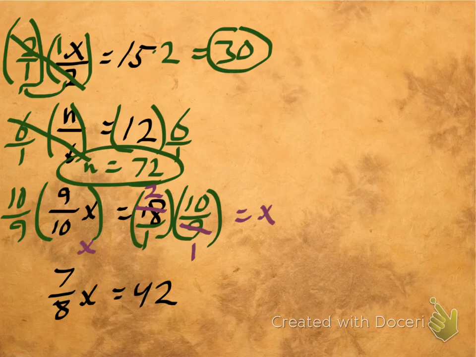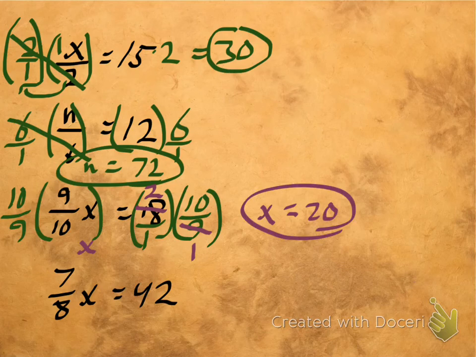Let's erase that. Let's get x equals 2 times 10, which is 20. Let's check that real quick. Does 9/10 of 20 work? Well, a tenth of 20 would be 2, and 9 of those would equal 18. That makes sense.